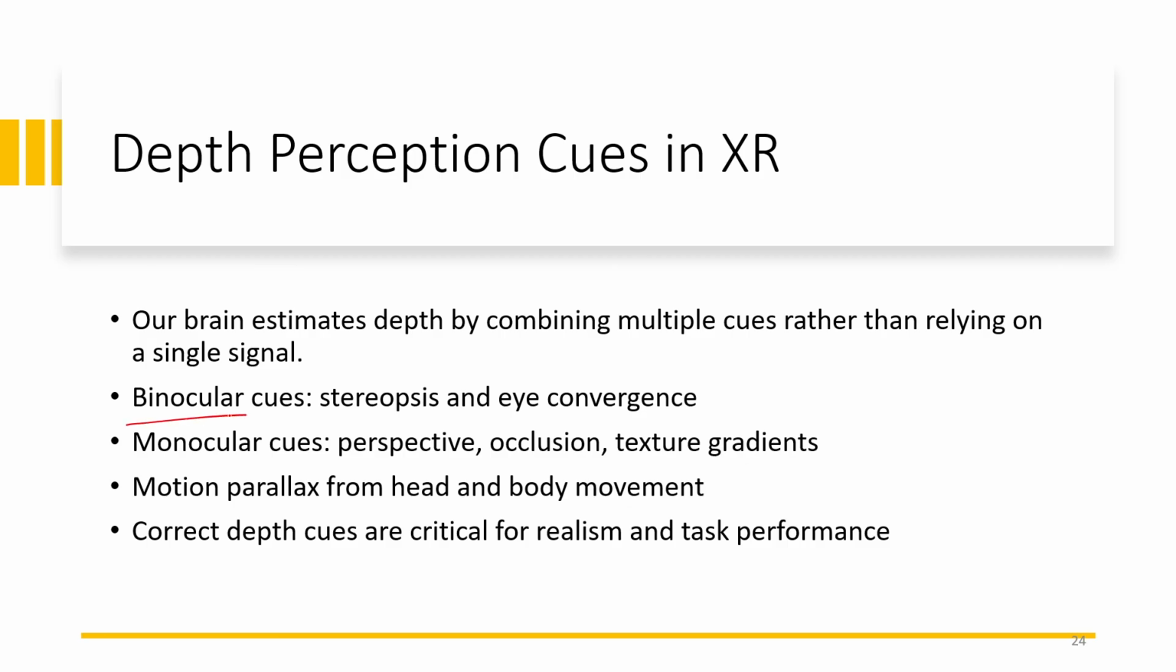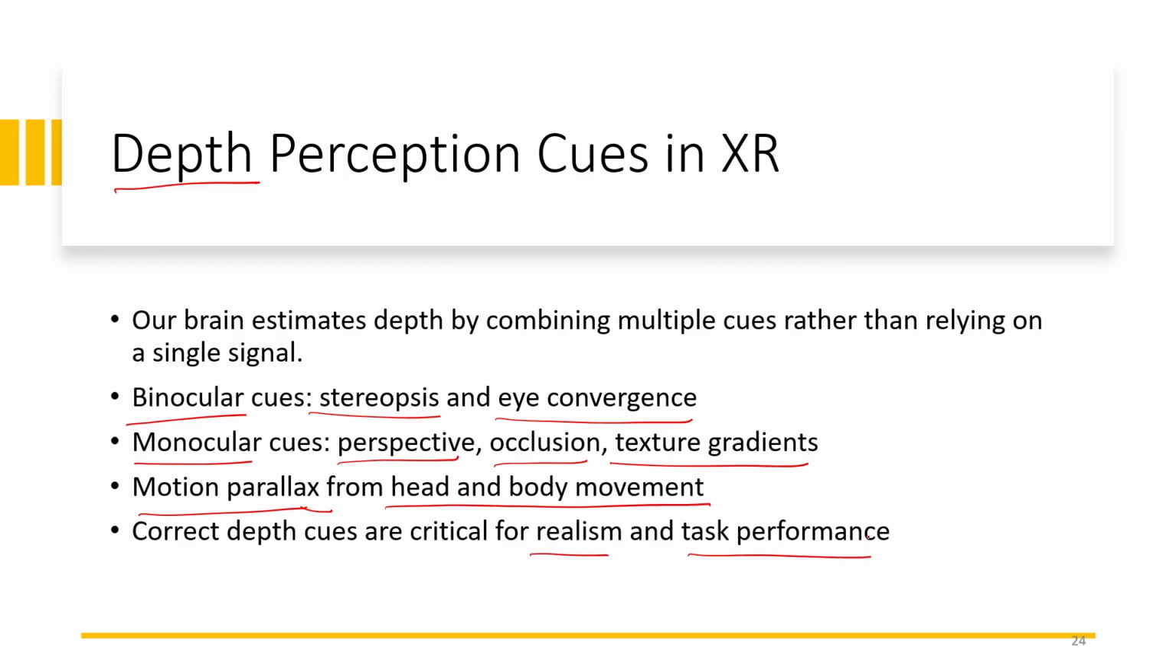So, these cues could be binocular, monocular, or motion parallax. Binocular cues come from stereopsis and convergence, eye convergence. Monocular cues come from perspective or any kind of occlusion that occurs due to objects being in front of others, and texture gradients. Equally, whether things are closer to you or far away from you gives you different sound differences, and motion parallax from your head and body movement also gives you perception of depth. So, correct depth cues are critical for giving users a sense of realism and task performance.